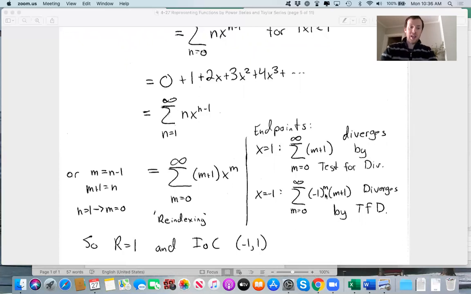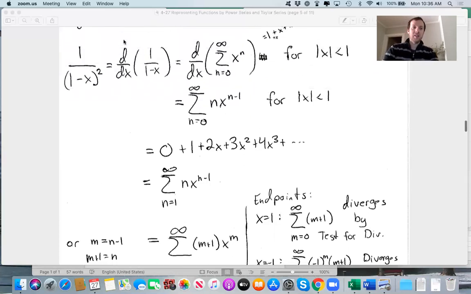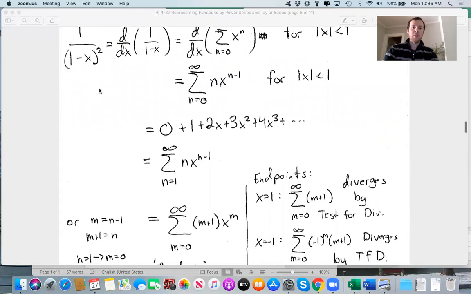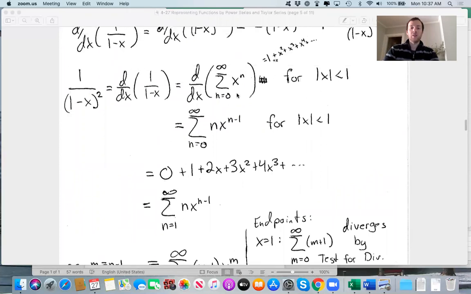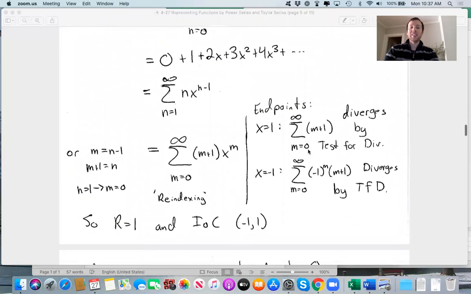So what we can say is that this function can be represented by either of these series, which give you this infinite polynomial version. The radius is 1, just like the original function was, and the interval doesn't include the endpoints, so it's negative 1 to 1.